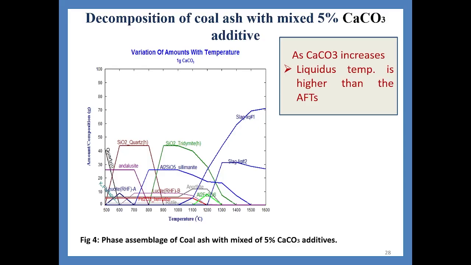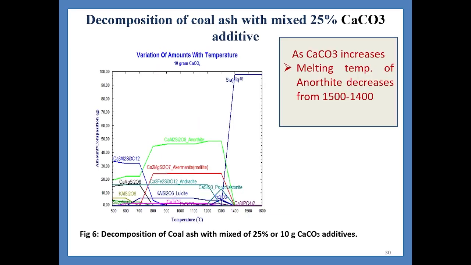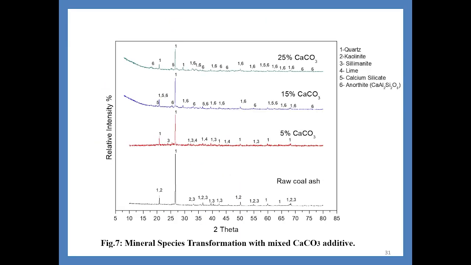Here, for 5%, as CaCO3 increases, liquidus temperature is higher than the AFTs. Here, 15%, again the same result. Now, in 25%, as CaCO3 increases, melting temperature of anorthite decreases from 1500 to 1400. Here we clearly see the quartz, kaolinite, selenite; the quartz content is high, clearly visible.